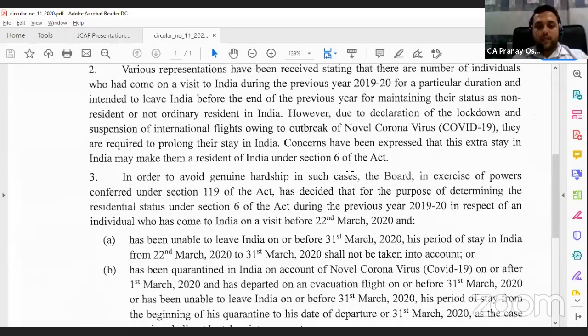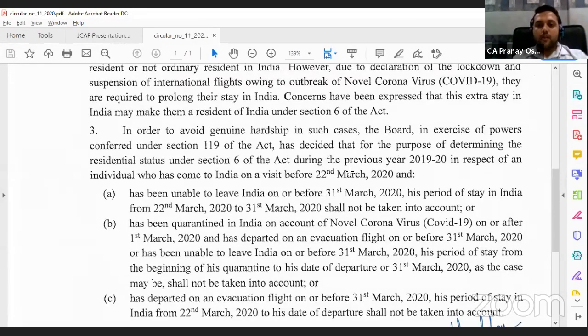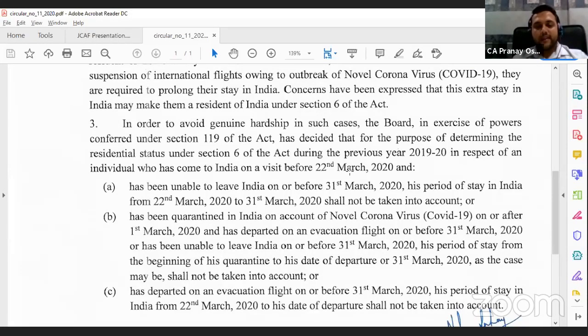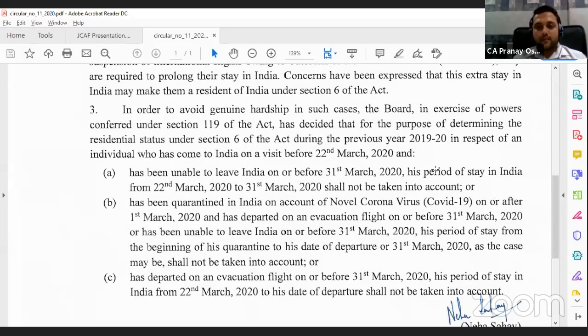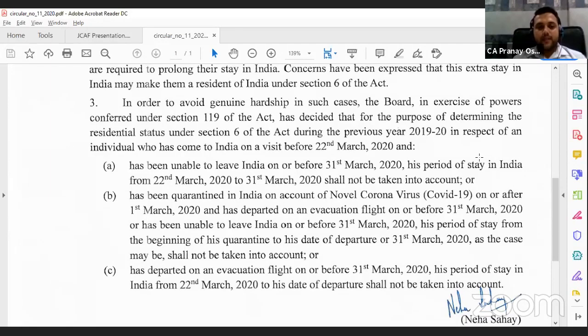So, in order to avoid the genuine hardship in such cases due to this coronavirus COVID-19 outbreak, the Board, in exercise of its powers conferred under Section 119 of the Act, has decided that for the purpose of determining the residential status under Section 6 of the Act during the previous year 2019-20, in respect of an individual who has come to India on a visit before 22nd March 2020 and has been unable to leave India on or before 31st March 2020, his period of stay in India from 22nd March to 31st March shall not be taken into consideration. Those days will not be counted as stay in India.